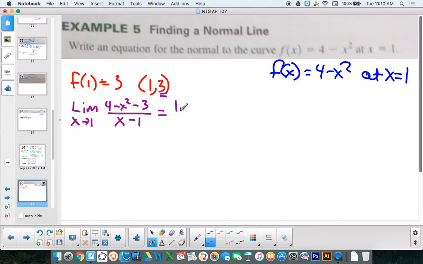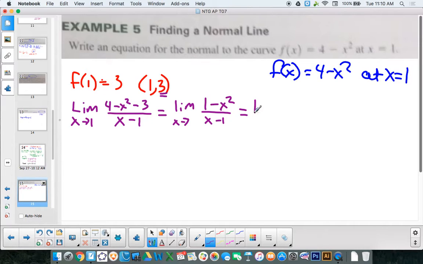We got the limit as x approaches 1. 4 minus 3 is 1, minus x squared, over x minus 1. We do our plug and chug, and yep, we get 0 over 0. Like we said, that's a good thing, so we're going to do some more work.